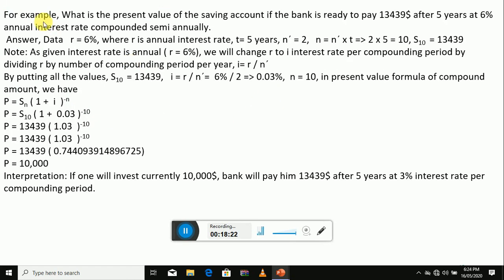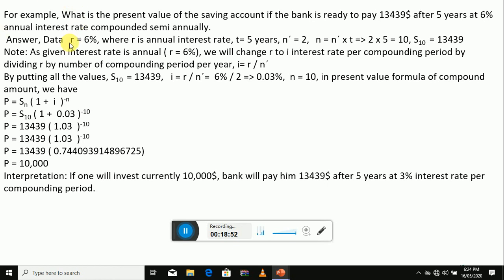We will explain this with the help of an example. For example, what is the present value of the saving account if the bank is ready to pay $13,439 after 5 years at 6% annual interest rate compounded semi-annually? Simply, the bank is ready to pay $13,439 after 5 years. We have to calculate how much the investor should invest now.